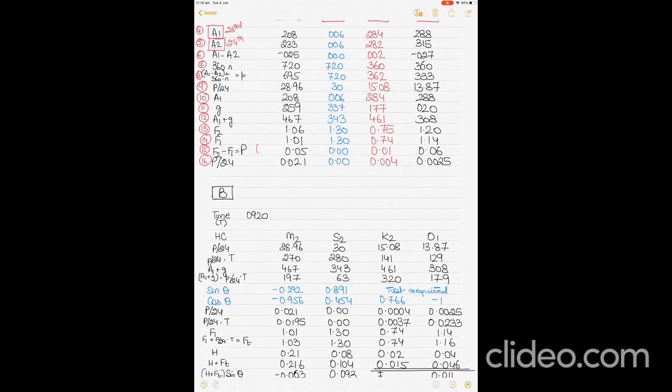So 1.06 minus 1.01 in the first case, and 1.3 minus 1.3 in the second case, which is 0, and 0.75 minus 0.74 in the third case, so on and so forth. Alright, so simply line 13 minus line 14. And finally line 16 is P by 24. P is capital P in this case, which is 0.05 divided by 24.